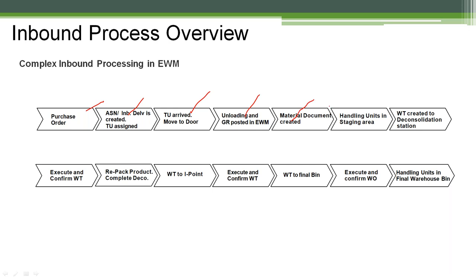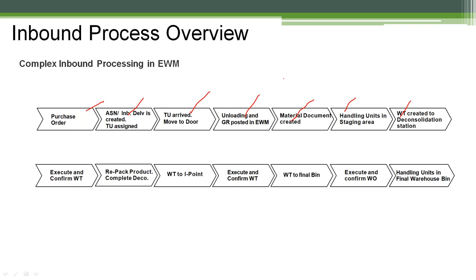Okay, so the handling units, we create handling units or we receive the same handling units. Handling units are a must in the complex bigger warehouses. We receive handling units in the staging area. After we receive them, we don't directly put them away in the bin. We will route them to a deconsolidation area. I've just given you an example of a deconsolidation area, where I do repacking. I may take it to a repacking area and then put it away into the final bin, or I can take it to a quality area. This inbound process can be done in several intermediate steps.